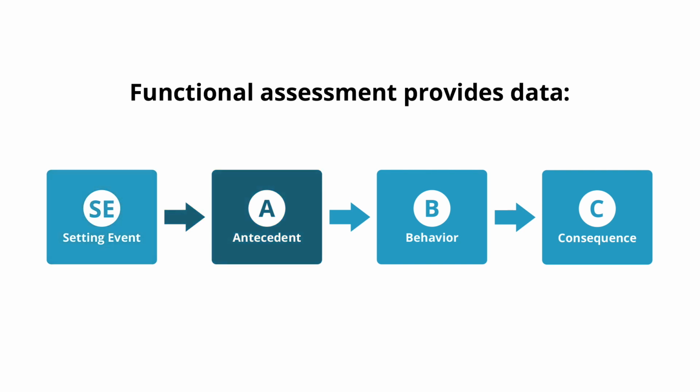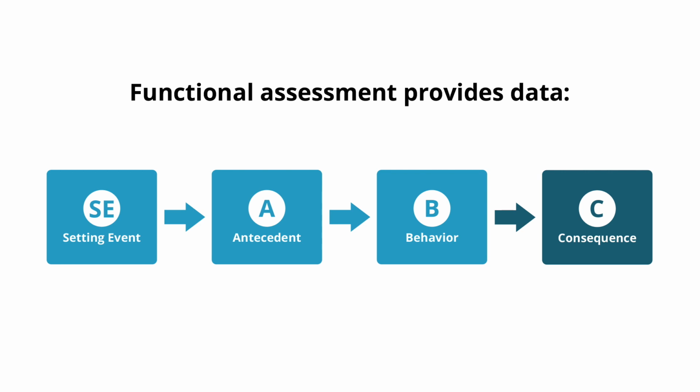Using the ABC model, you determine the antecedents that occur just before and trigger the problem behavior. These may include something that is happening in the environment or in the behavior of other people. And you look for patterns in the consequences. What happens immediately after the behavior that maintains and continues the behavior? The consequence can reinforce the behavior and make it occur more often.